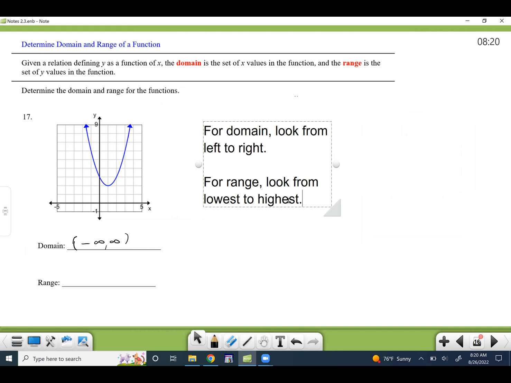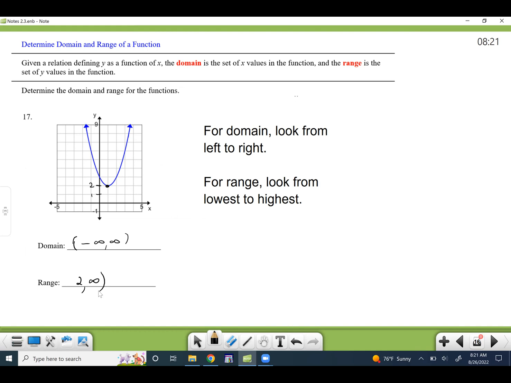So we want to look for the lowest, right? Well, the lowest is right here at this vertex, right at the minimum. So I have to find that number. So it looks like that number is going to be 2, right? 2, here's 1. So the lowest is 2. And there is no highest. There's arrows on this. Because there's arrows on it, that means it's just going to keep going up forever, right? So we can just say positive infinity. Now, infinities always get a parentheses.